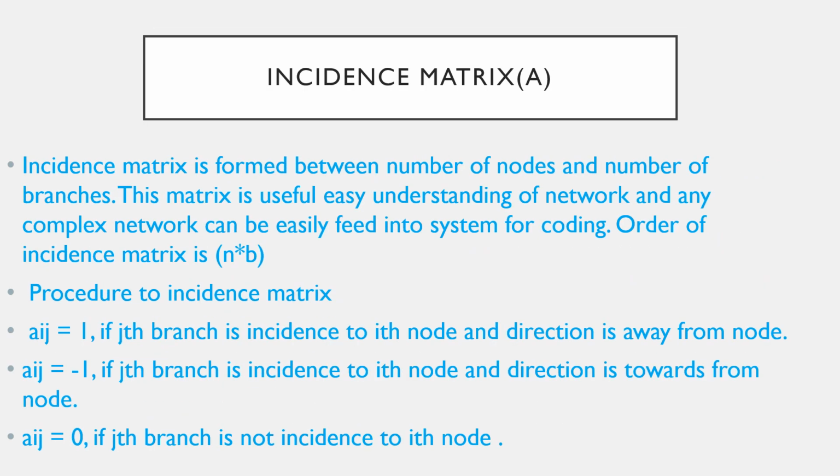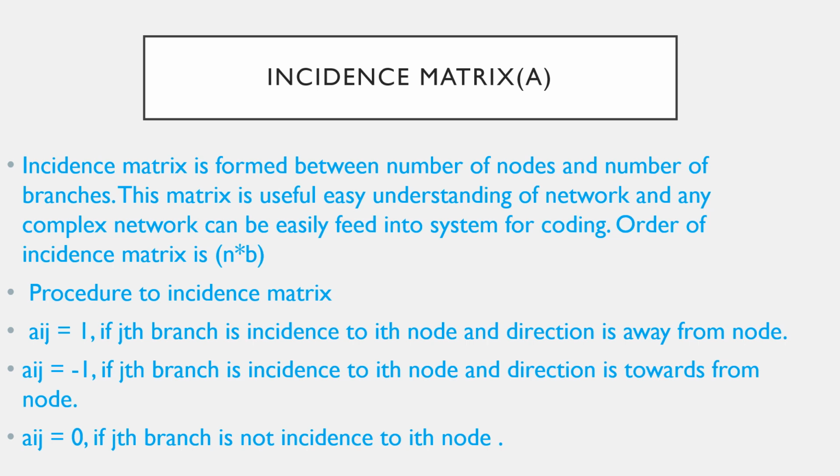So, what is meant by the incidence matrix? It is represented by the letter A. The incidence matrix is formed between the number of nodes and the number of branches. This matrix is very useful for easy understanding of the network, and any complex network can be easily fed into the system for coding. The order of the incidence matrix is n into b.